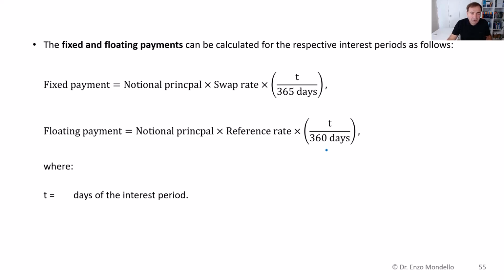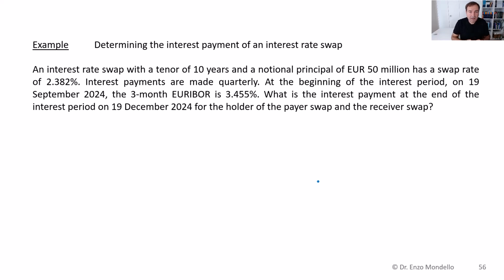Let's take now the following example to calculate the interest payment of an interest rate swap. An interest rate swap with a tenor of 10 years and a notional principal of 50 million euros has a swap rate of 2.382%. Interest payments are made quarterly at the beginning of the interest period, that's on the 19th of September 2024. The 3 months EURIBOR is 3.455%. What is the interest payment at the end of the interest period on the 19th of December 2024 for the holder of the payer swap and the receiver swap?